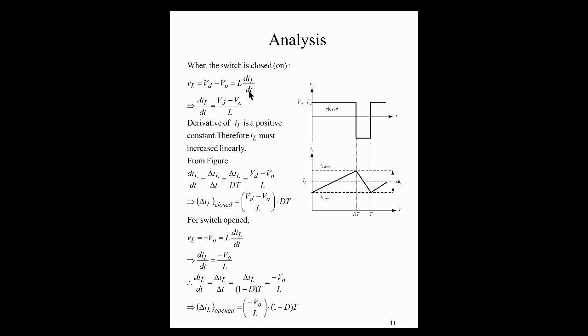So here you can just rearrange this expression. Make di/dt, the change in current with respect to time, the subject of the formula, and we just have this expression here: input voltage minus output divided by our inductance. Now what do we mean by di/dt? It's just a change in current, so delta I over delta t. Now what is delta t? I've shown you earlier that when the switch is closed, delta t is just equal to duty cycle times time. So that's what I have here.